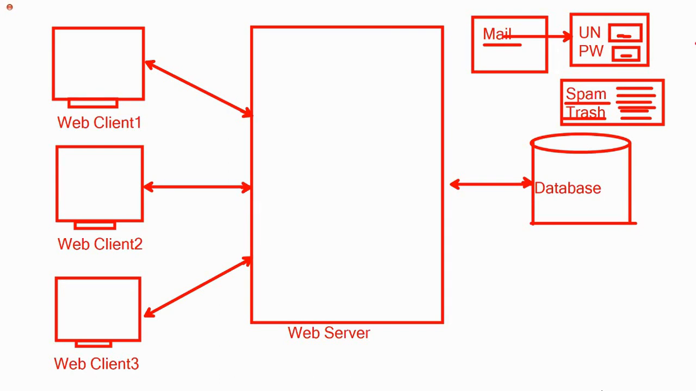Now, the first time you enter the home page, the mail hyperlink appears. You click it, enter username and password, and click the submit button. Then the inbox appears, with spam and trash. If you click spam, the spam box opens; if you click trash, the trash box opens. Now, the very first time, suppose this is web client 1, this person. First he sends the request to the home page. The home page comes. He clicks the hyperlink, and the login page comes.